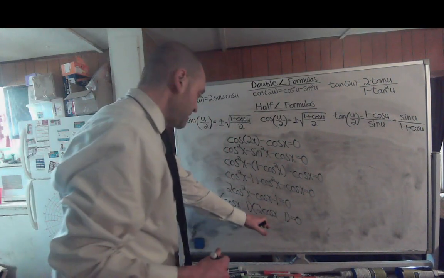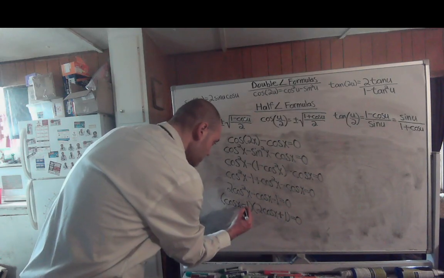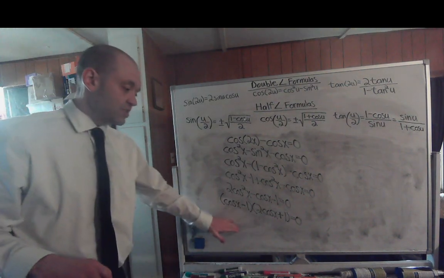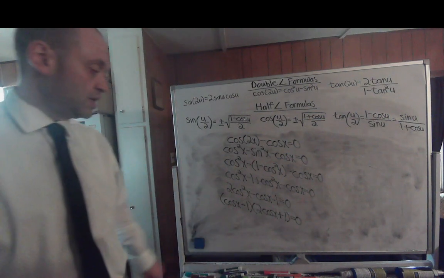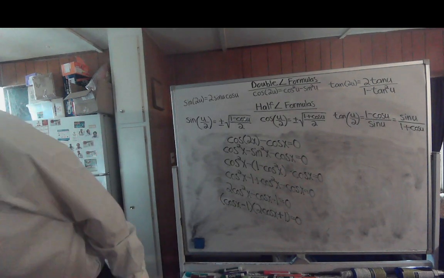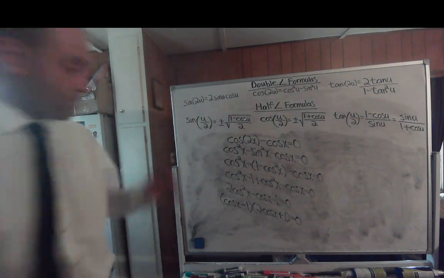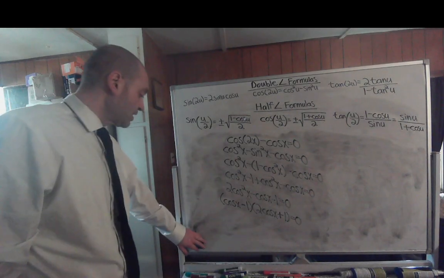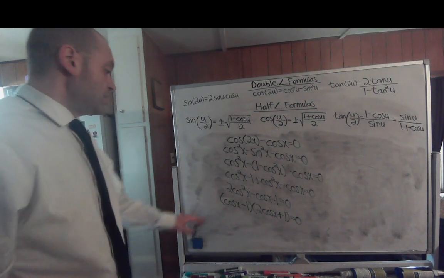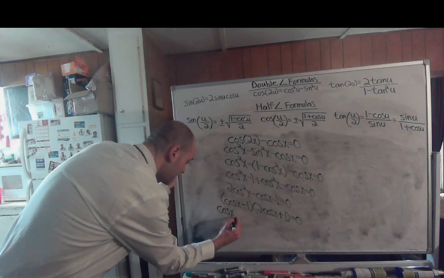So let's see, 2 cosine squared of x plus cosine of x minus 2 cosine of x gives you a negative cosine of x minus 1. All right, so this should factor into the quantity of cosine of x minus 1 times the quantity of 2 cosine of x plus 1 is equal to 0. Now we just set each of these factors equal to 0, so we have the cosine of x equals 1.